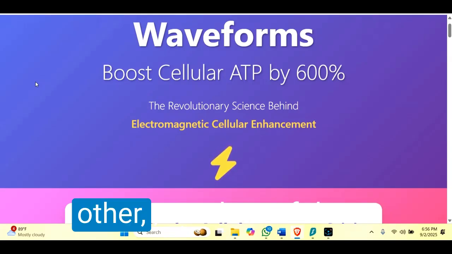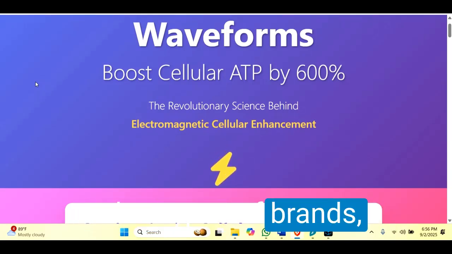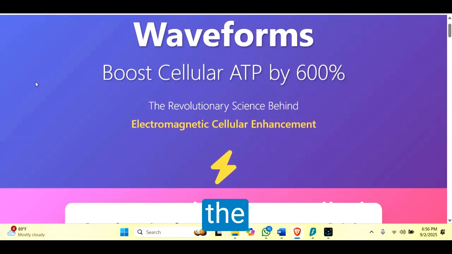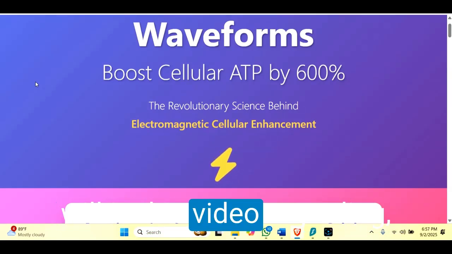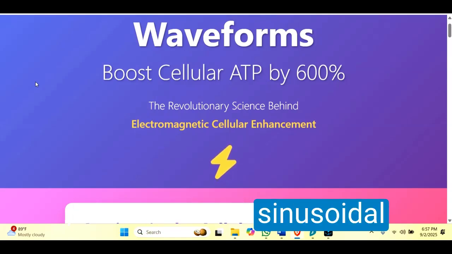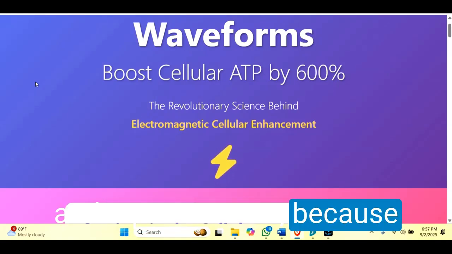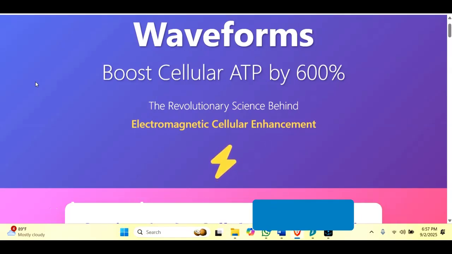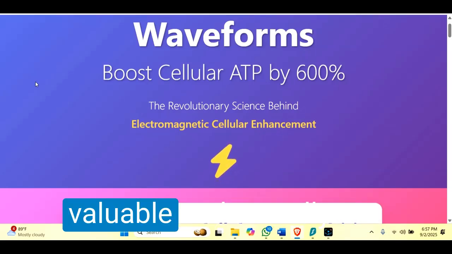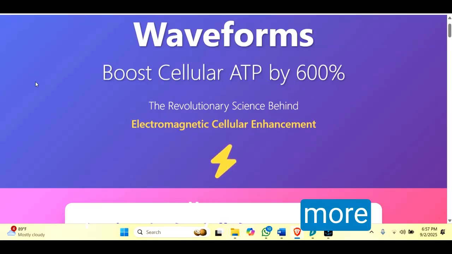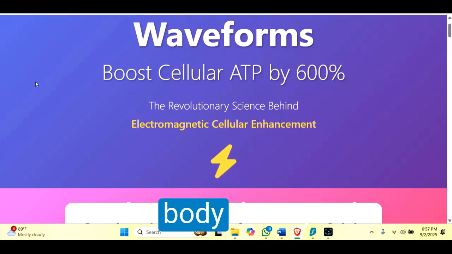Now, a lot of the vendors of these other types of PEMF brands, and the so-called experts and educators on PEMF, don't generally want to talk about what I will in this video regarding sine waves, or sinusoidal, and square waves, because once you learn how those are working in the body and what they're doing, they are not very valuable and can potentially cause more harm or interruptions in the body than good.